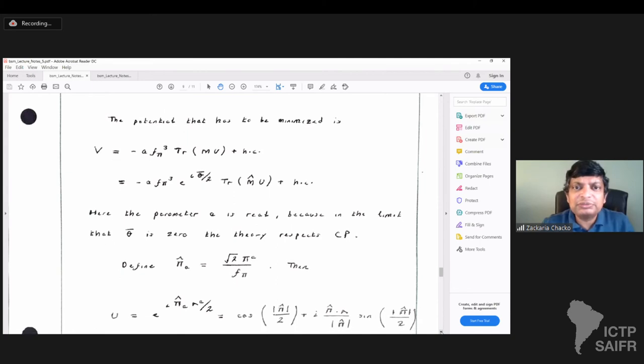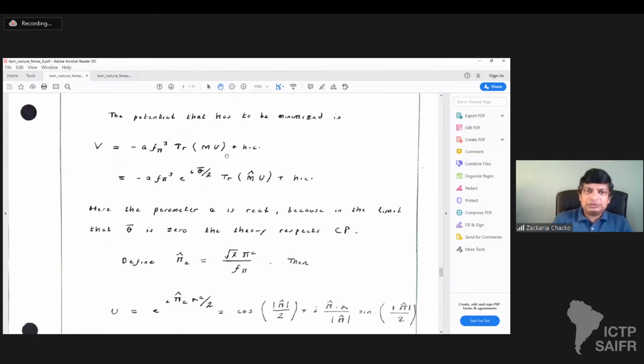The potential that has to be minimized is this one, okay? And writing it out explicitly, this is what you have, where M hat is now real. I should say that the parameter A is real because in the limit that theta bar is zero, the theory has to respect CP. Remember, this parameter A is independent of the value of M. It's determined by a matching calculation in principle. And so when M is real, there's no CP violation, and so A has to be real. And so when M is complex, A is still real. It's independent of the value of M.